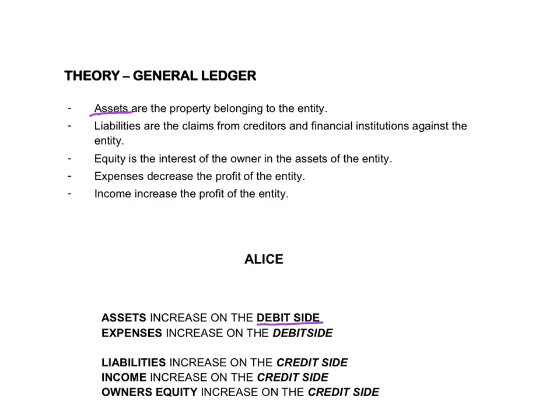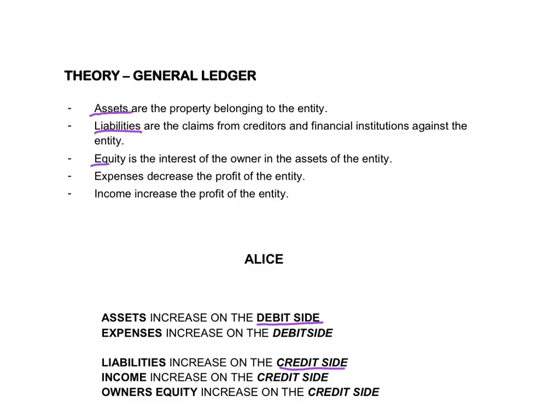Liabilities are claims from creditors or financial institutions that you owe money to, for instance, a loan or a mortgage loan. A liability is money that you owe to other people that you have to pay in the future that will lead to an outflow of money. So assets in the future will lead to an inflow of money. Liabilities in the future will lead to an outflow of money. Liabilities will increase on the credit side, and the balance of a liability is always on the credit side.